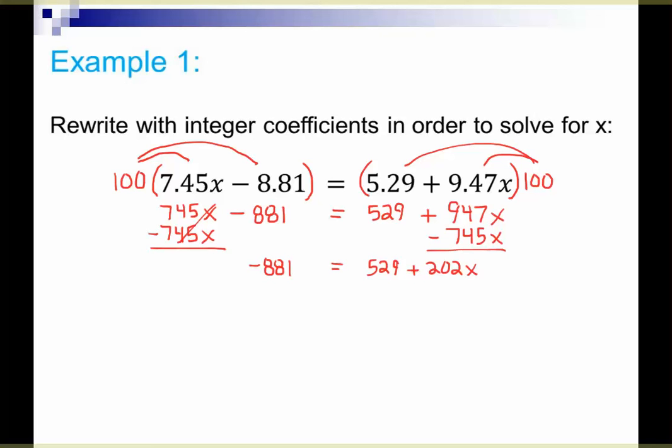All right, got a two-step equation. Going to get rid of the loner. So take away 529 from both sides. Notice I'm creating a get mugged twice situation over here on the left. You lose 881. You lose 529. Altogether, you have lost 1,410.